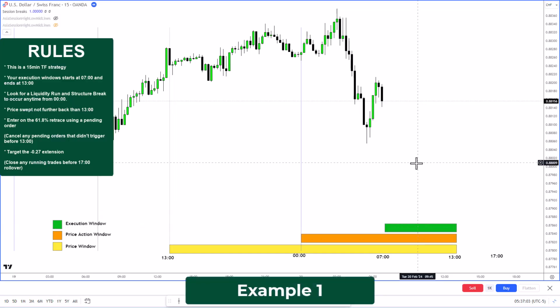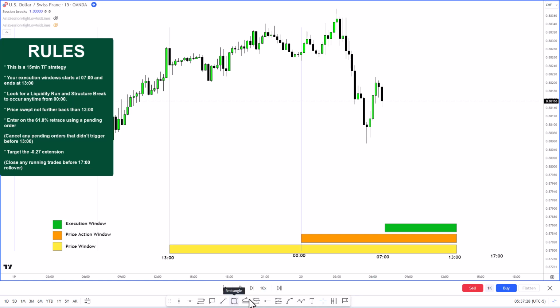Okay, I'm going to start us off with quite a textbook example and one that was recently shared and traded in our trading room. And we are looking here at the USD Swiss franc 15-minute time frame. Now we are about to enter the 7 a.m. New York time trade window. Doing our analysis before the open, what we need to look for is a liquidity run and structure break to occur during our price action window, which is from New York midnight.